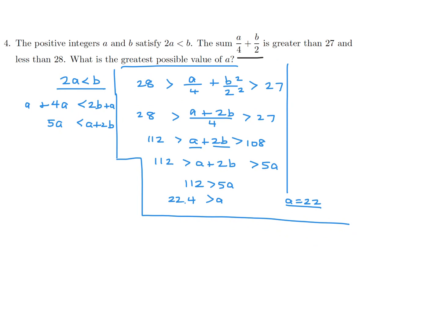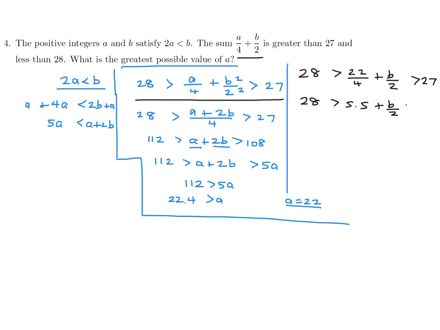So if A is 22, this is 28 greater than 22 over 4 plus B over 2. It's just basically this one, I'm just writing it again. So this is 28 is greater than 5.5 plus B over 2, greater than 27. Then B over 2, subtract 5.5 from each side, and you get 21.5 and 22.5. Multiply through by 2, and we get B is between 45 and 43. So B must be 44.